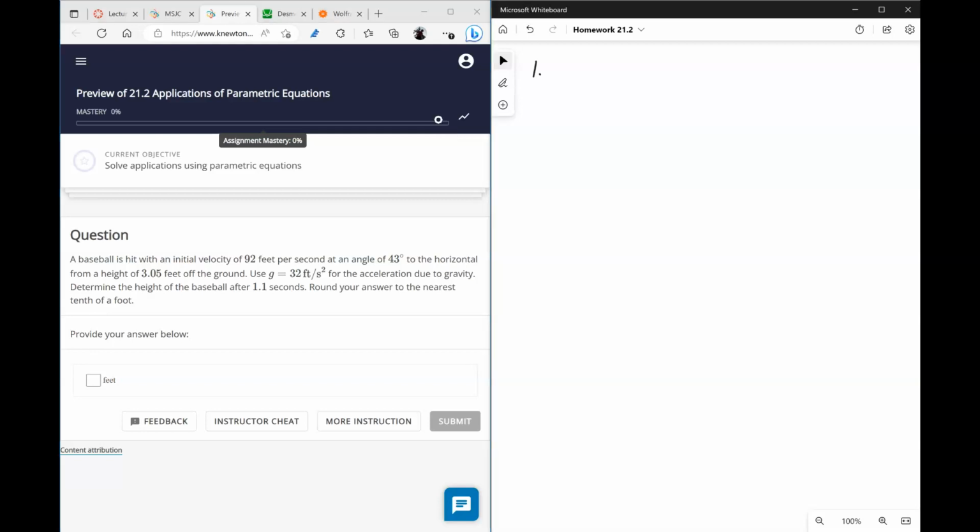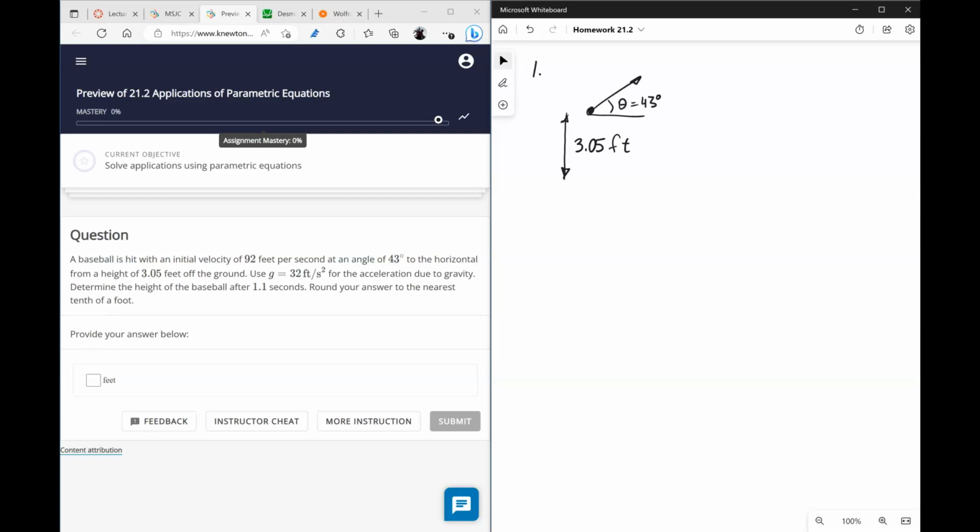And what we have here is a baseball hit at an angle of 43 degrees off the ground. So this is the height of the baseball, and it's hit at 43 degrees. So this is your initial angle theta, being 43 degrees. And we're looking at the height after 1.1 second. And although we don't have to write the full set of parametric equations, we're going to do this just for practice.